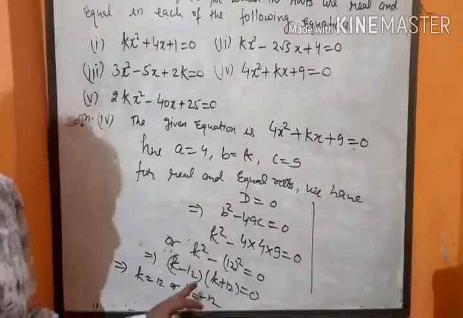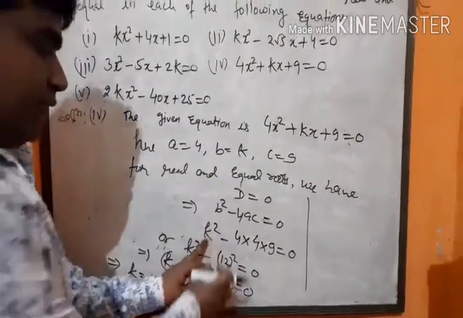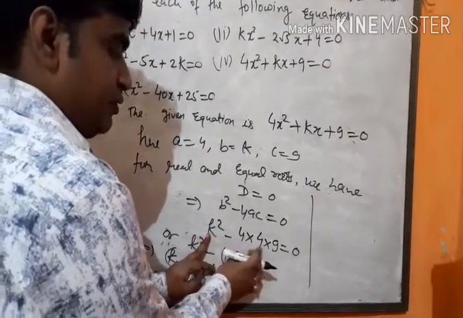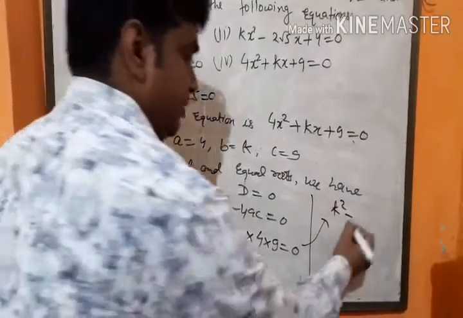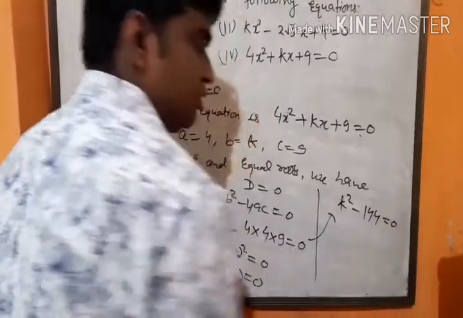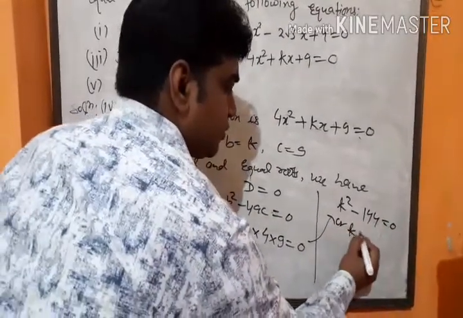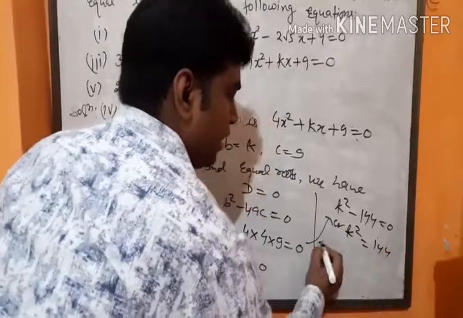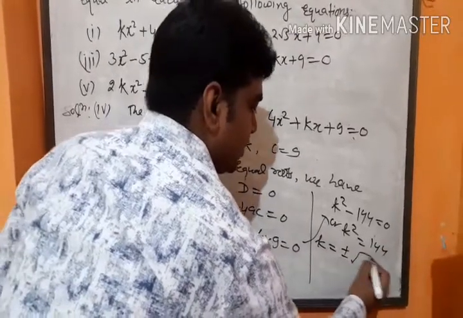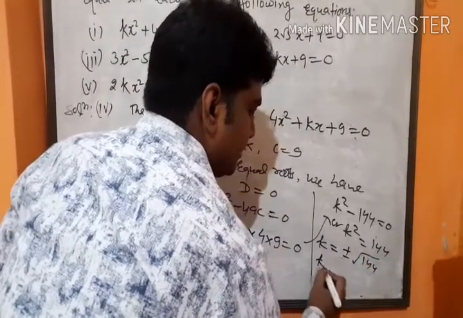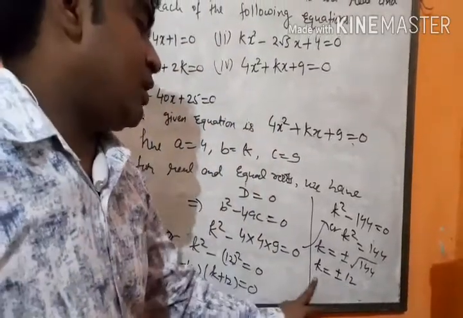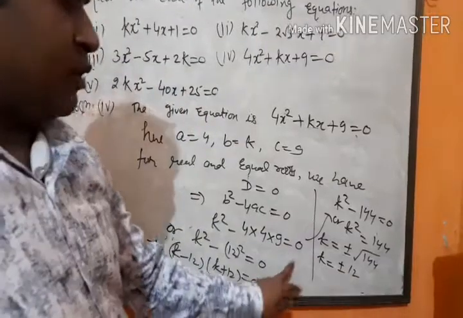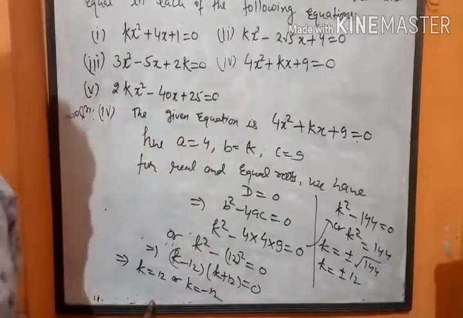There is another method. Suppose k square minus 4 into 4 into 9, we may write k square minus 144 is equal to 0, or k square is equal to 144, or k is equal to plus minus under root 144. So it gives k is equal to plus minus 12. So the value of k is 12 or k is equal to minus 12. You can follow this procedure or that procedure.